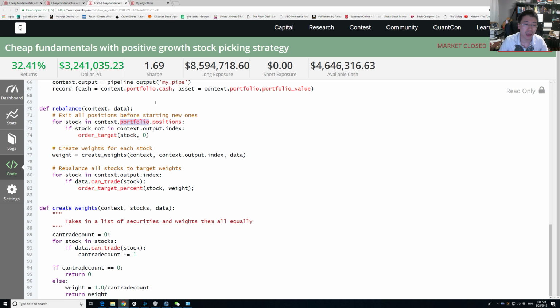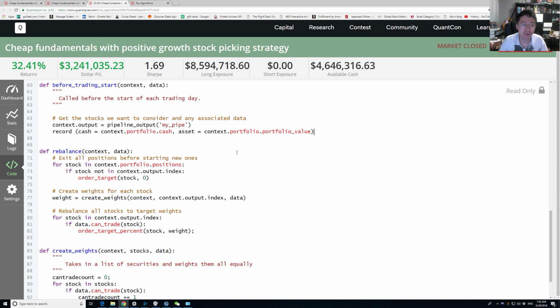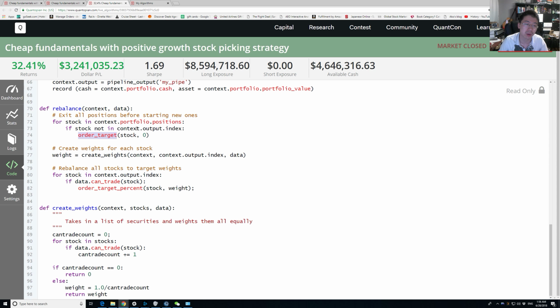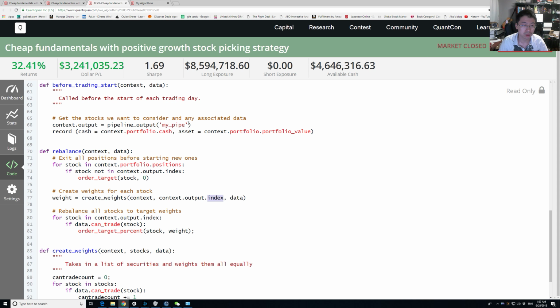Context.portfolio has whatever I have now, and positions is just positions. So if some stock does not match my filter, I order that to 0%, order targeted to a particular percentage. So I'm saying, okay, I want to sell everything. And then I try to create weights for everything that passed the filter, right?